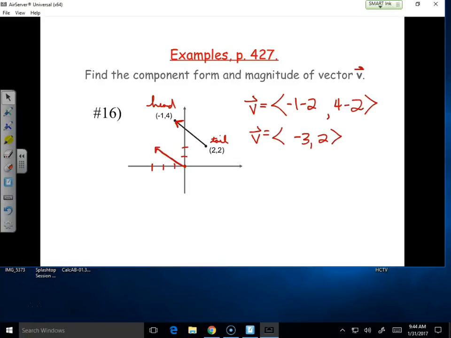And we can also think of it as 2 and negative 3 in order to go from the beginning to the end. Does that make sense what we're doing? And why on earth is that component form helpful for finding what we need to find next, which is the magnitude of v?